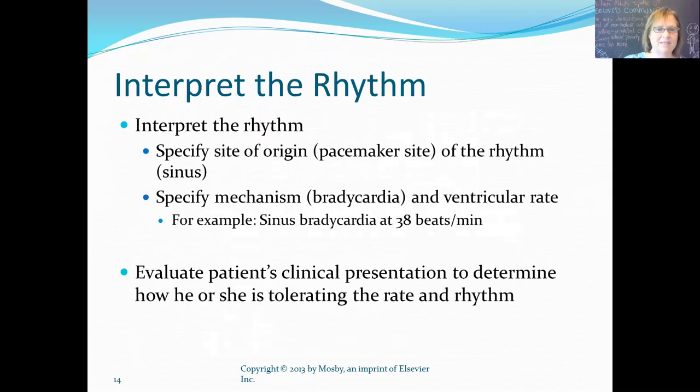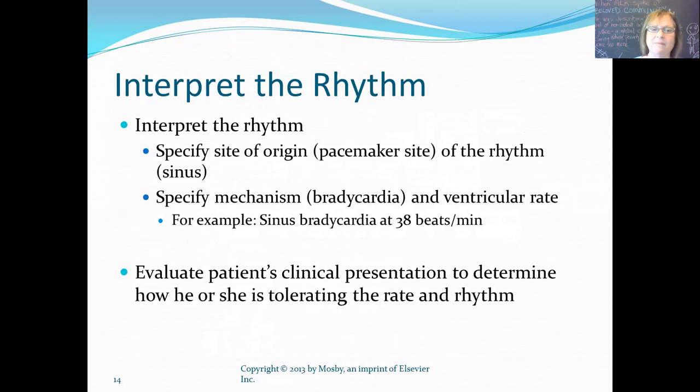Okay, so now we need to make an interpretation. Interpreting the rhythm means that we specify at the beginning what is the site or the origin of the pacemaker of the rhythm. So is it a sinus rhythm, and we'll talk about that in class as we start to go through rhythms. Starts with a P wave followed by a QRS. The P is upward, typically upward, and we measure the distance. We talk about the mechanism and the ventricular rate.